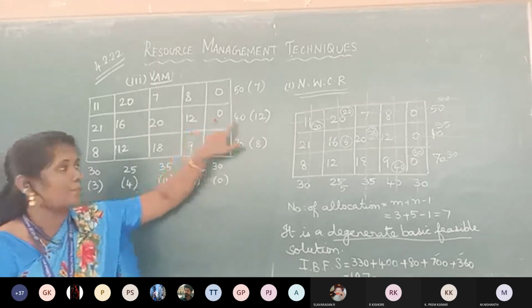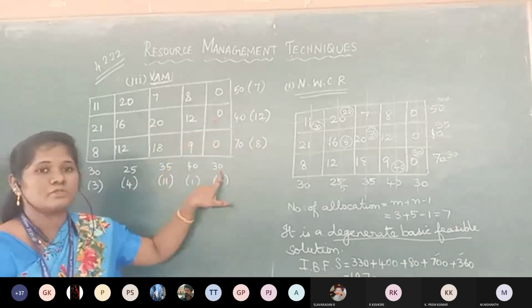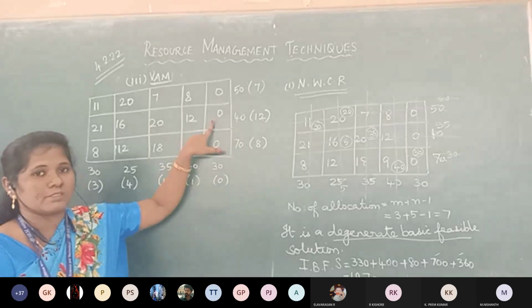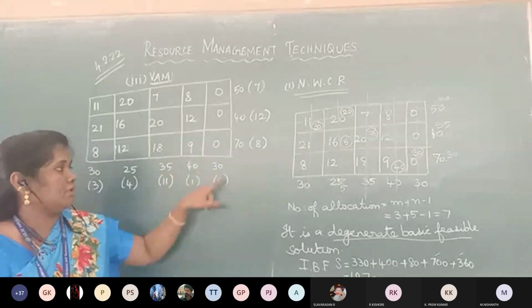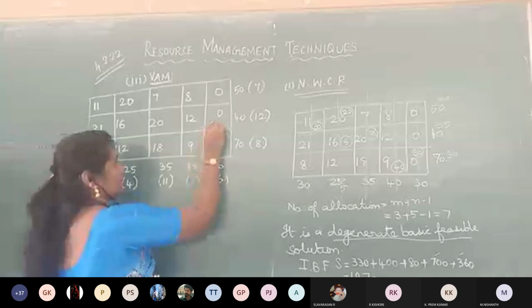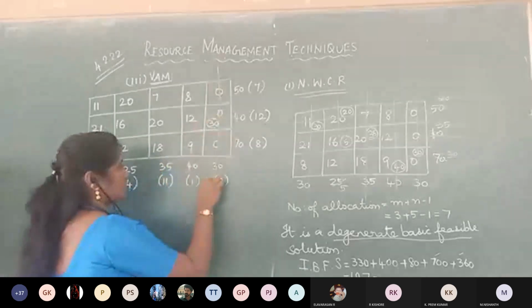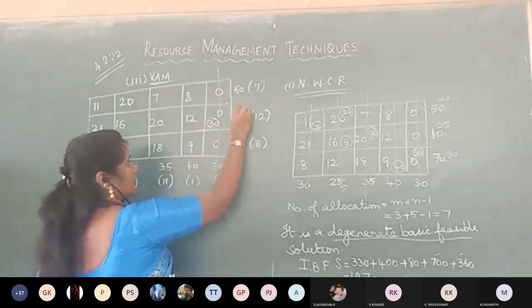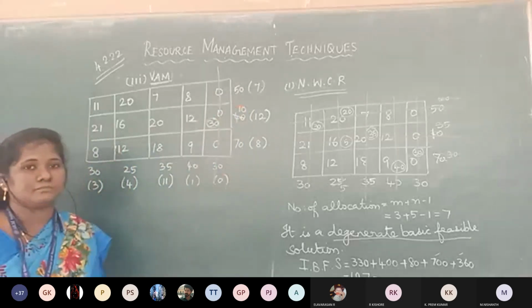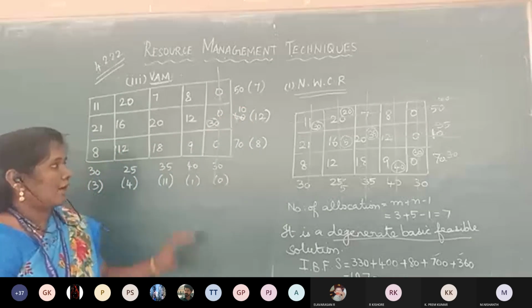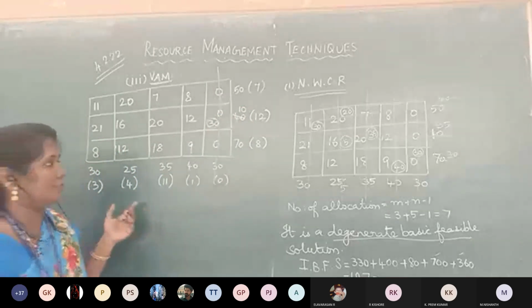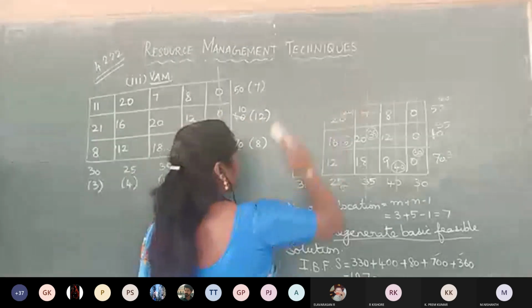For the 0, see your supply and demand. Whichever is your smaller value, you will allocate it here. So 40 and 30 we have got. So you will allocate 30 here. I will cross over 30 and here it will become 10. After doing it, again find out the difference.